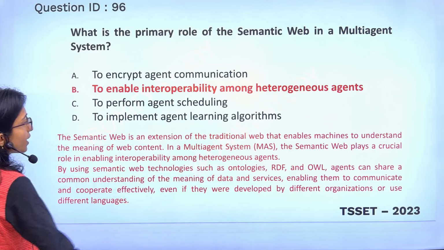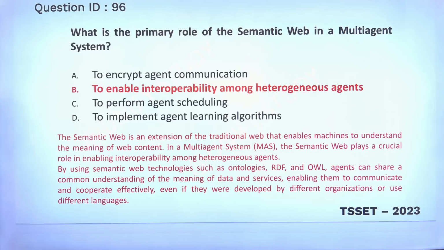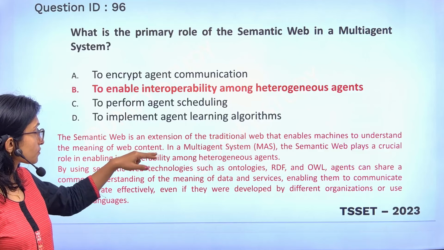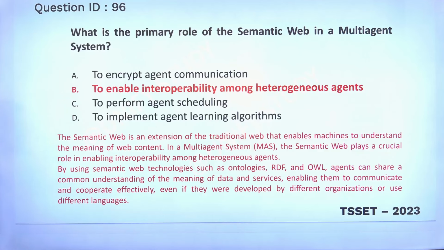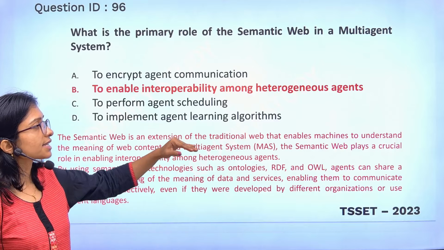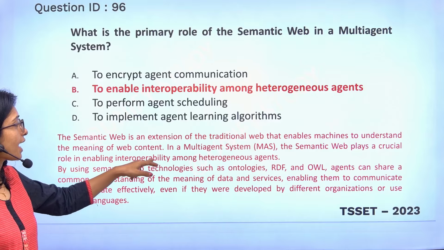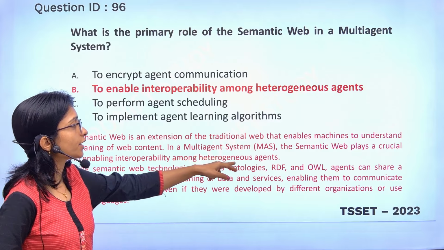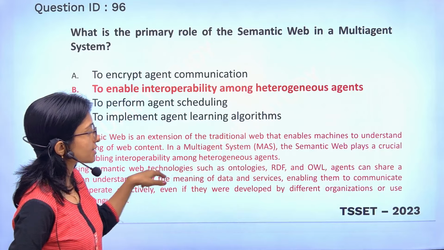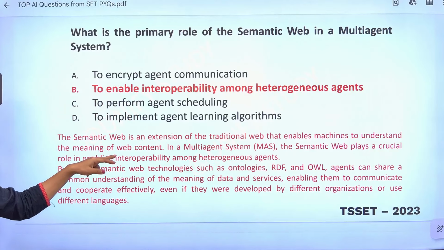The semantic web is the extension of the traditional web, enabling machines to understand the meaning of the web content. Multi-agent in the semantic web plays a crucial role in enabling interoperability among heterogeneous web agents. That is the main important part. This question was asked in UGC NET also, we saw.